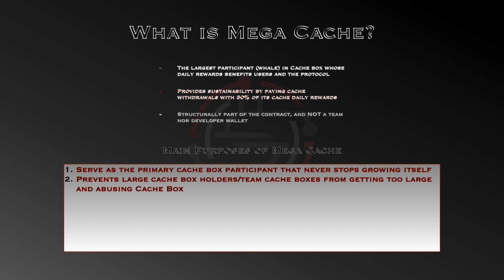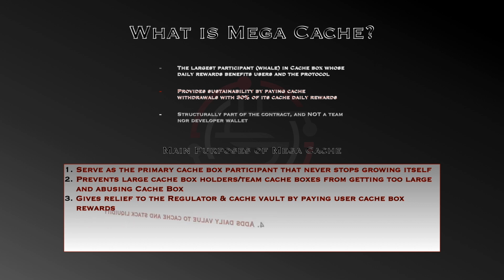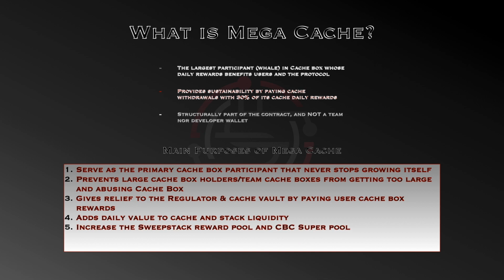Another is that it gives relief to the regulator, as the regulator is a protocol treasury designed to pay Cashbox rewards. The Mega Cash also adds daily value to cash, and it adds stack liquidity daily. Another key facet is that it increases the sweepstakes reward pool, and it also increases the CBC super pool, making the CBC contract more sustainable. It also provides daily automated volume. And last but not least, the Mega Cash is made to make Cashbox more self-sustainable.